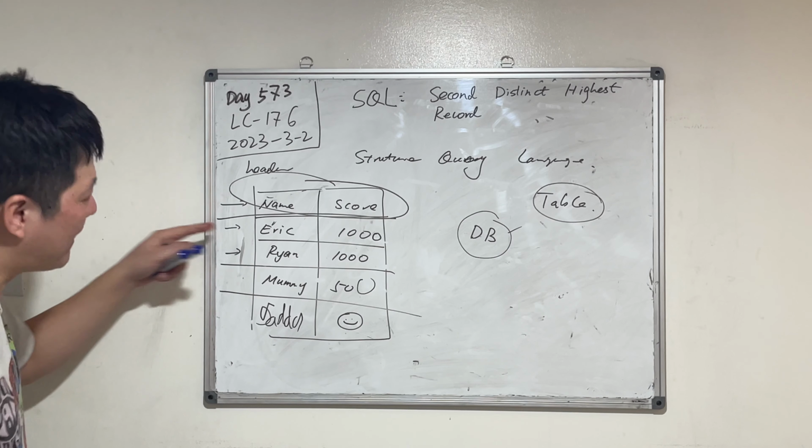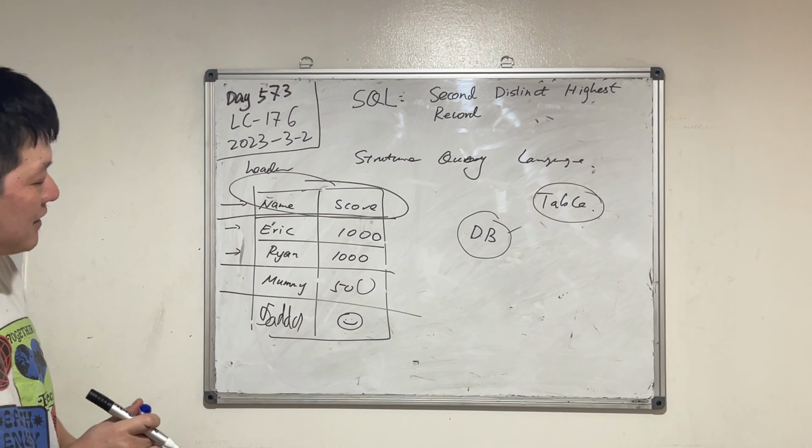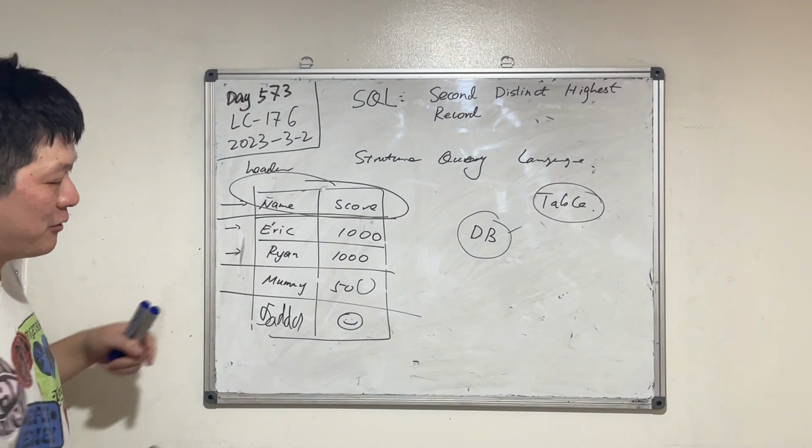So if we want to get the highest score, we can say select max score, where max is a function. From, and this is the table name. For each table we give a name. Let's say this table we call it data. Select max score from data, and then it returns 1,000.